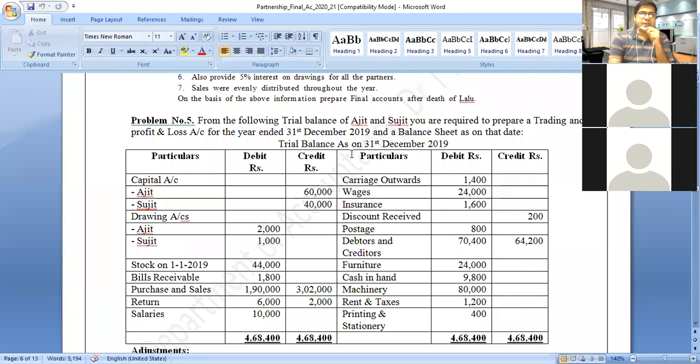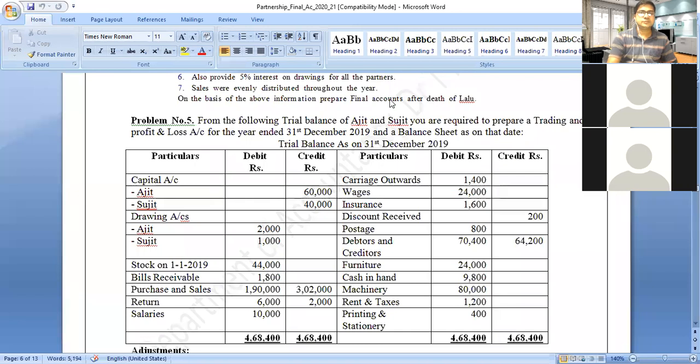They have provided the calendar year, and information regarding various things. Let us discuss how we will solve our problem. Now friends, we will discuss the trial balance first. Under the trial balance, various kinds of items are there. Which item we will record under which account, that we are going to learn.